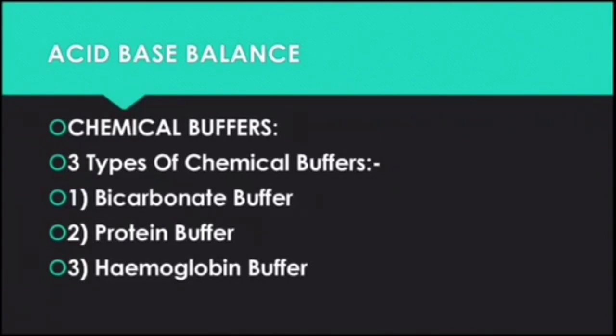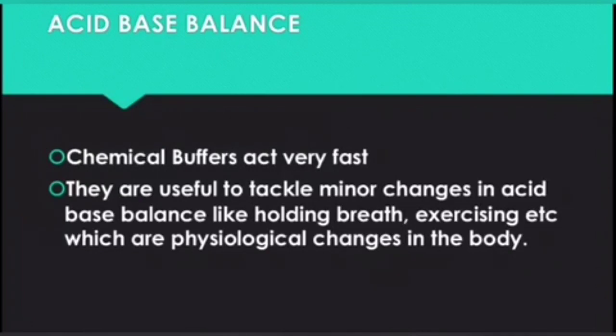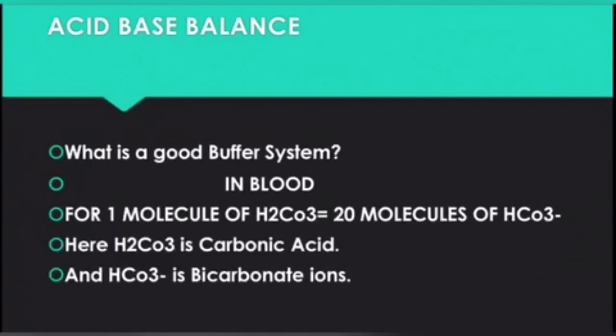Chemical buffers are fast-acting buffers, hence they are useful in tackling only minor fluctuations in acid-base balance which take place in body while conducting acts like holding breath, exercise, etc. These changes are just physiological changes in the body. A good buffer system is one in which, in blood, when there is one molecule of carbonic acid, there should be 20 molecules of bicarbonate ions. This buffer system acts very effectively.